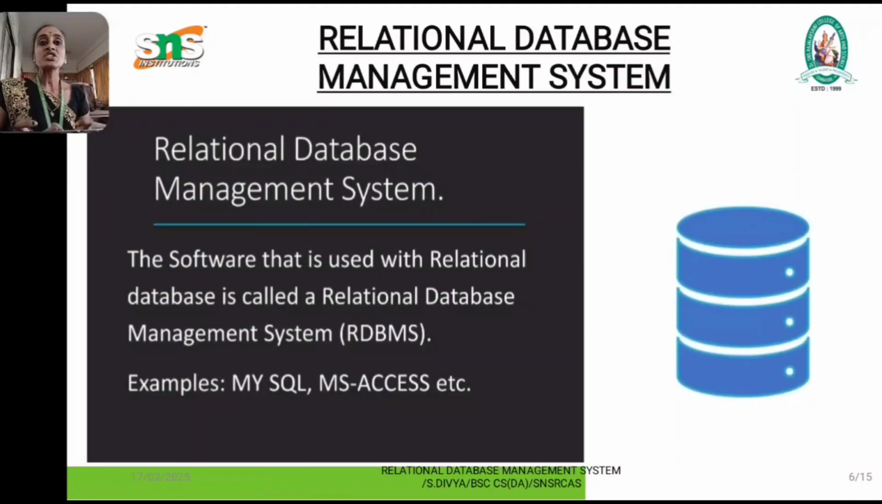Next, relational database management system. What is a relational database management system? The software which is used for the relational database is called a relational database management system. For example, MySQL and MS Access, etc. These are called relational database management systems. When managing a relational database, we need some particular software to manage it. That is the combination of connections between two tables or combinations of related rows and columns. To manage the data, we need software called a relational database management system.